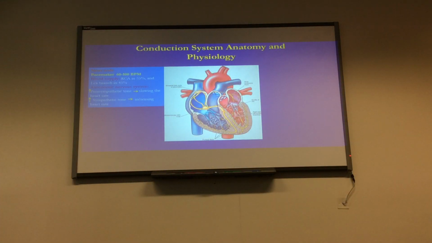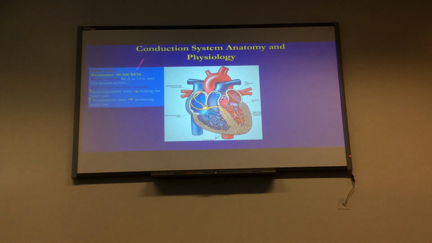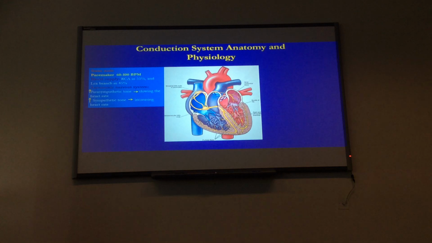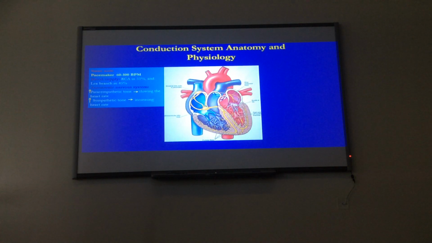So the first part of the conduction system, of course, is the sinus node. You know the anatomy: it is located in the high right atrium at the junction with the SVC. Normal rate is 60 to 100 beats per minute at rest, without physical activity. Blood supply is from the right coronary artery about 55% of the time, and 45% comes from the left circumflex.